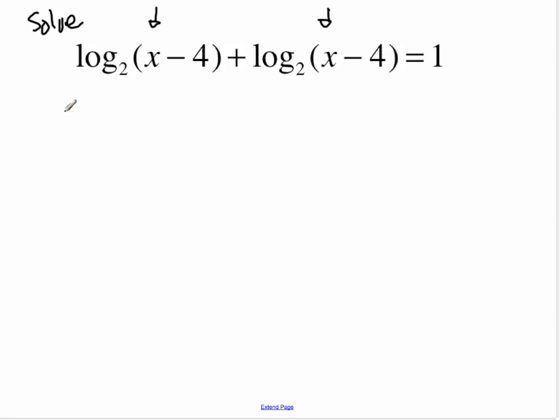The first thing that we've talked about in class is some way of combining these logarithms, getting them into one. So we want to at the end have something like log of something is equal to something. So I've got to combine those.